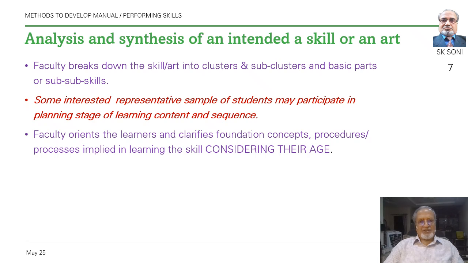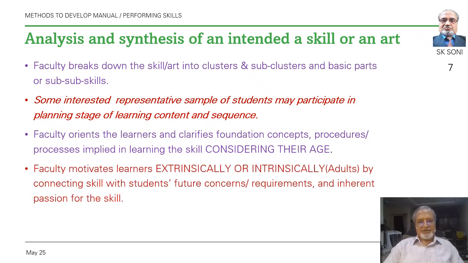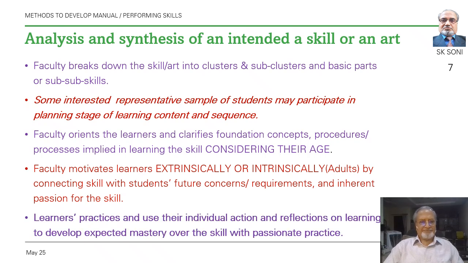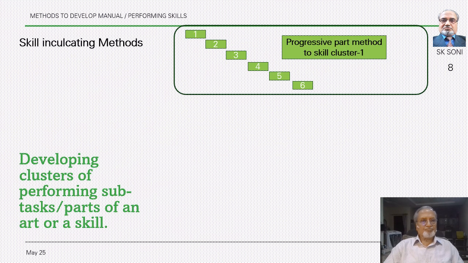Faculty orients the learners and clarifies foundation concepts, procedures, processes implied in learning the skill, considering their age. Faculty motivates learners extrinsically or intrinsically. In case of adults, it is intrinsically by connecting the skill with students' future concerns, requirements, and inherent passion for the skill. Learners practice and use their individual action and reflection on learning to develop expected mastery over the skill with passionate and regular practice. Developing clusters of performing subtasks or parts of an art or skill.